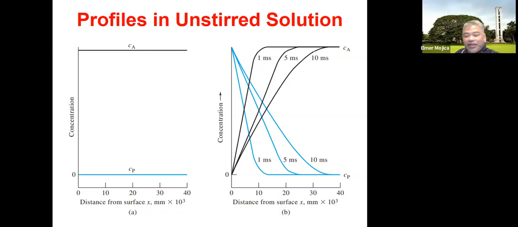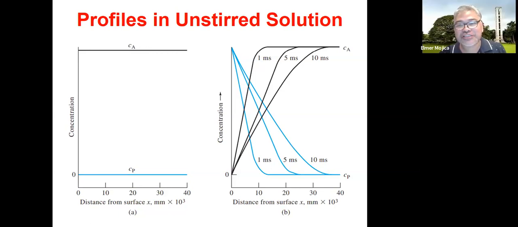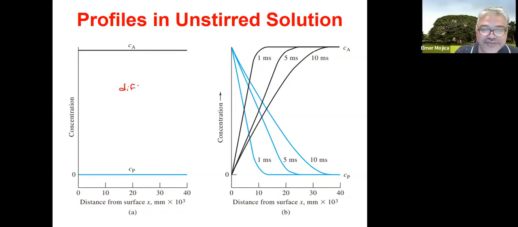Wala nang migration, so it's between what? Diffusion and convection, sir. So what do you think is the main mass transfer here? This is unstirred. Diffusion, sir. So this is more on diffusion.